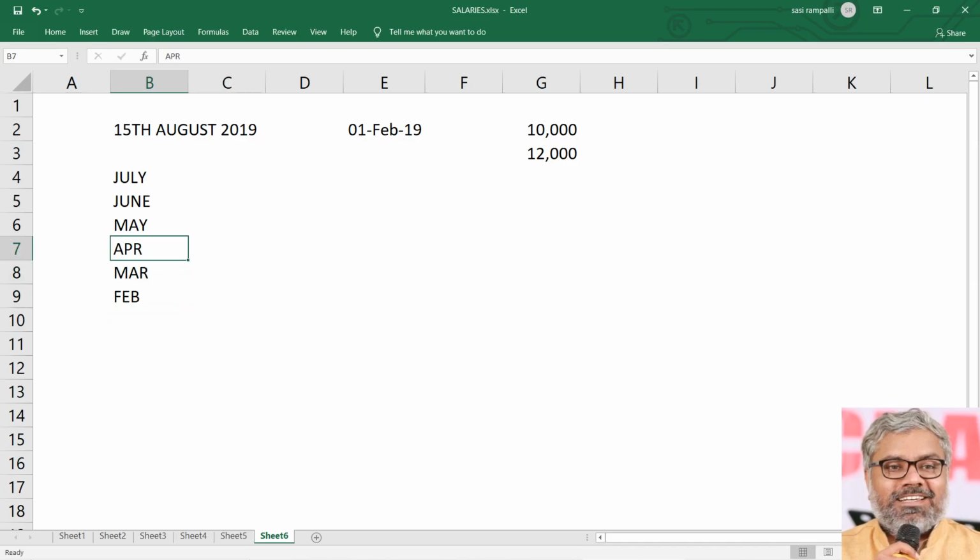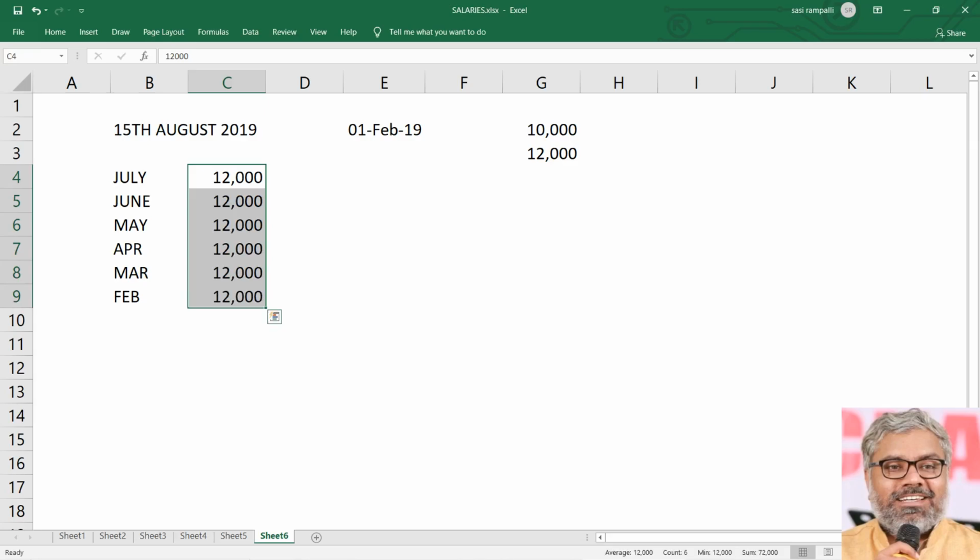So backwards how many months are there? February, March, April, May, June, July. There are 6 months after the increment. That means in all these 6 months, this person would have received how much salary? That is 12,000 rupees per month. So that is one thing. Prior to that, naturally 4 months, because we need a total of 10 months average salary. So prior to that 4 months, what are those? We don't need them, but those 4 months definitely would have received 10,000 rupees salary.